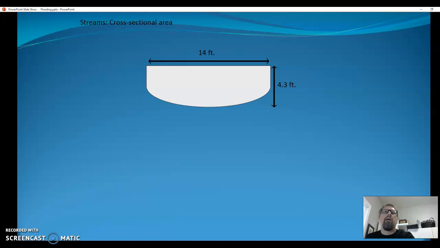But what it's really getting at is the fact that streams are irregular shaped. And so here we have a stream that's 14 feet across by 4.3 feet deep. But you can see that that's not true. It's not a perfect square. Or I'm sorry, not a rectangle. All right, so if we did that, that would be an overestimate, right? We would not be accounting for the fact that there is not water in these two light blue areas here.